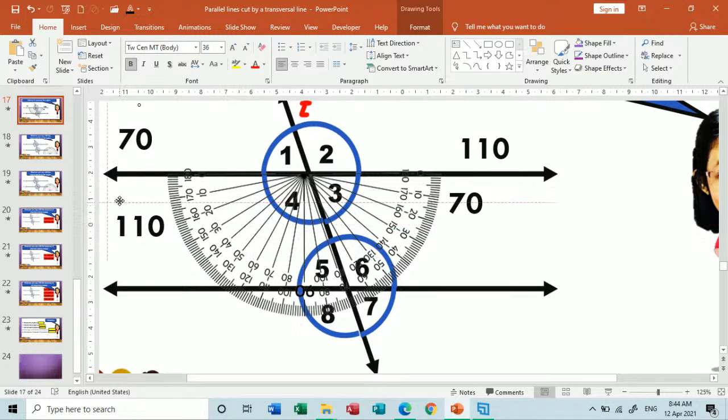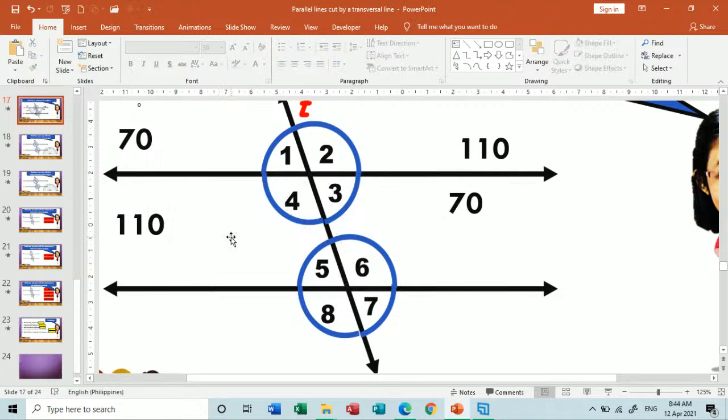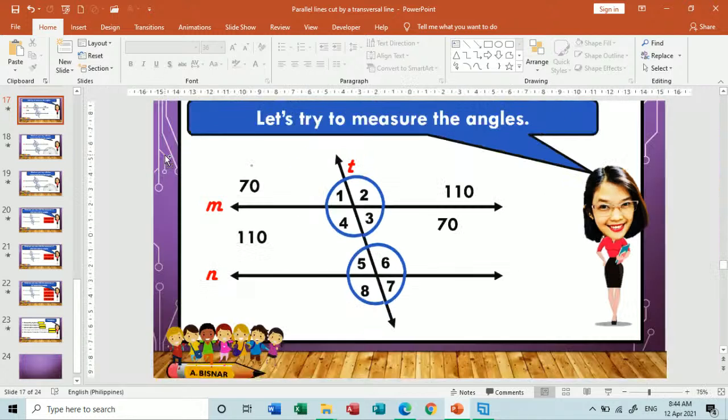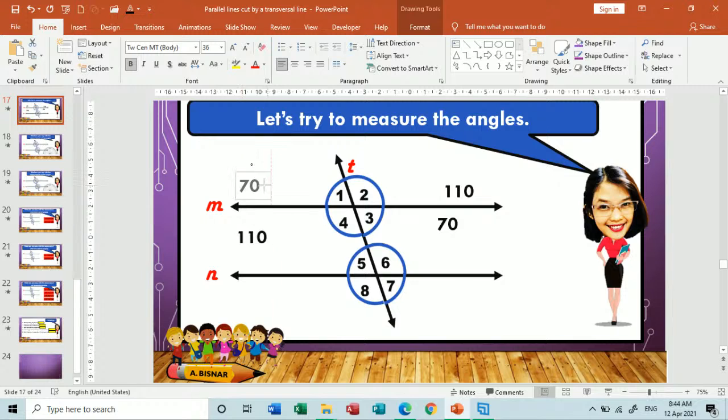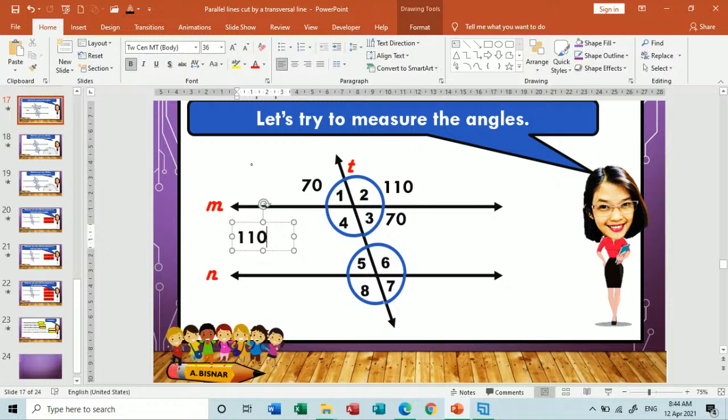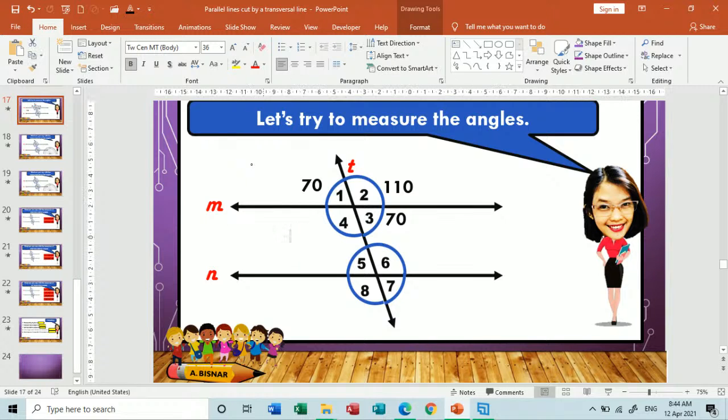Okay. So, let's try to remove now the protractor. And, ayusin natin yung measurement. So, the measure of angle 1 is 70 degrees. The measure of angle 2 is 110 degrees. The measure of angle 3 is 70. And the measure of angle 4 is 110.